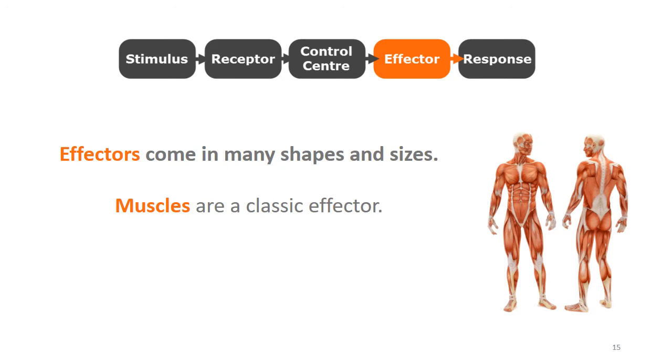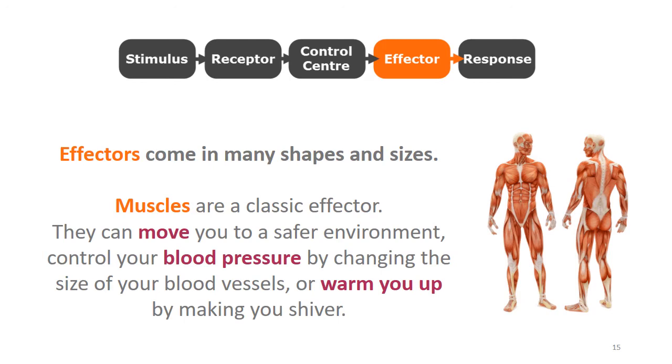Muscles are a classic effector, as in the picture to the right-hand side. They can move you to a safer environment, control your blood pressure by changing the size of your blood vessels, or warm you up by making you shiver.